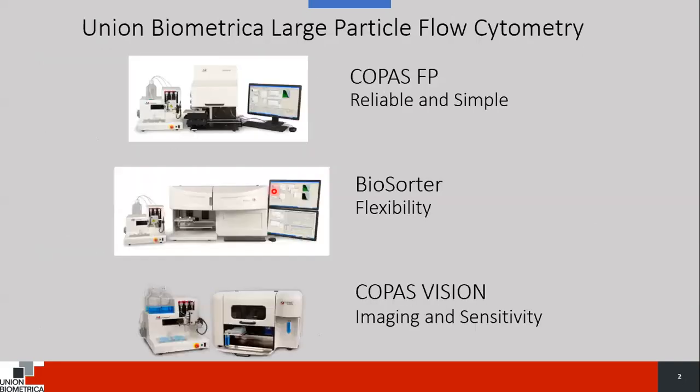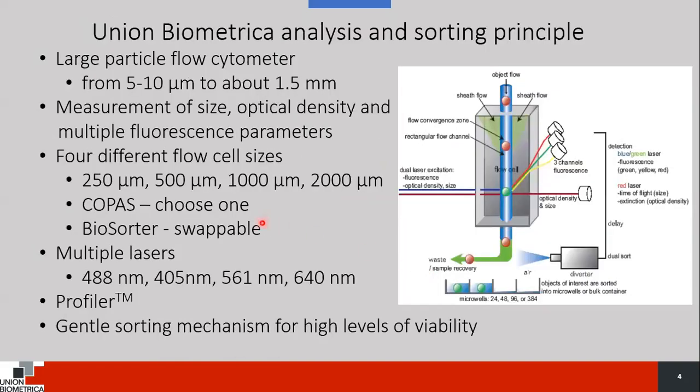And I sort of said on this slide that the BioSorter has certain flexibility that the COPAS doesn't have. And that is because with the COPAS, you have to choose one of these flow cell sizes, and that's a fixed flow cell for that instrument. The BioSorter has this feature of being able to more easily swap out these flow cells because it's set up to be able to do that.